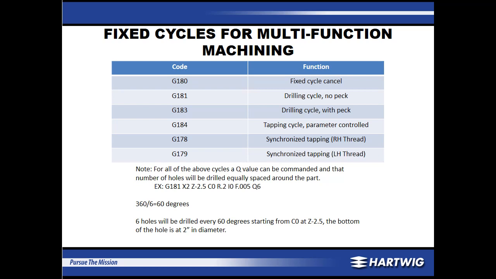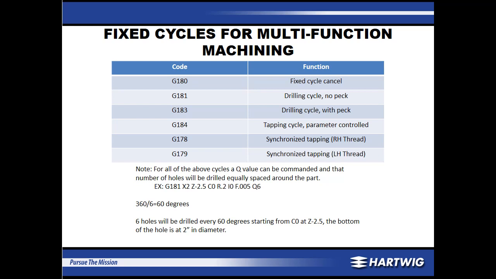G180 is fixed cycle cancel. G181 would be a straight drilling cycle. G183 would be your deep hole drilling cycle, is what most people refer to it as, or a drilling cycle with pecking. G184 is tapping, but controlled by a parameter.